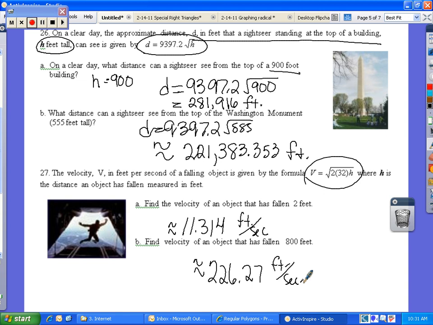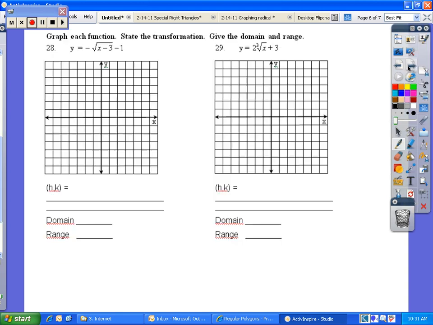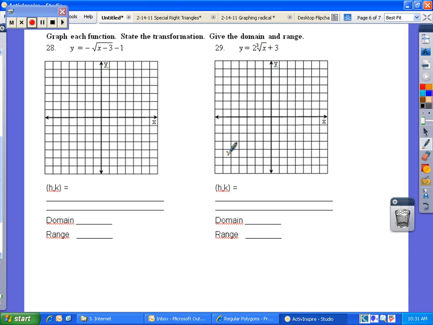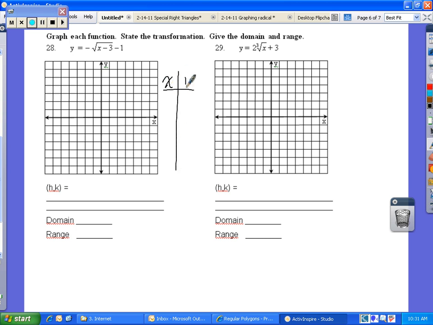Okay, moving on to the graphs. The first one you have is a square root function, the second one you have is a cube root function. For the first graph, you're going to want to plug the equation in your calculator and look at your table of values to get some integer values for x and y. So (3, -1), (4, -2), and (7, -3) are all on this graph. You're going to go ahead and plot those. And then if you press graph, your graph's going to look something like that.